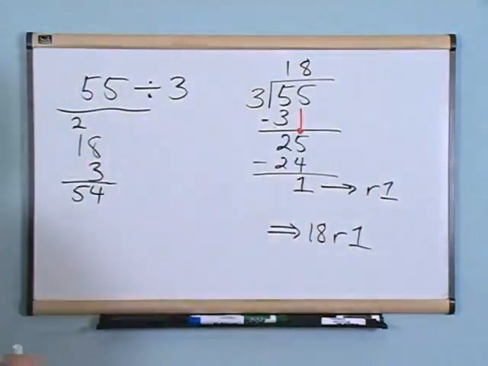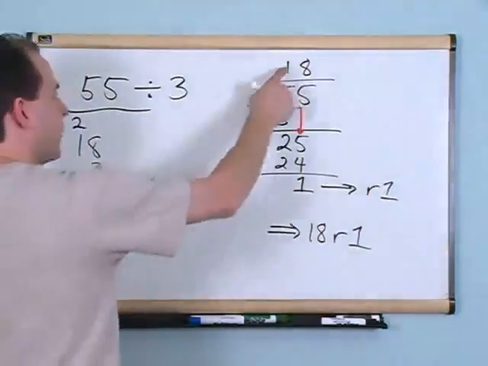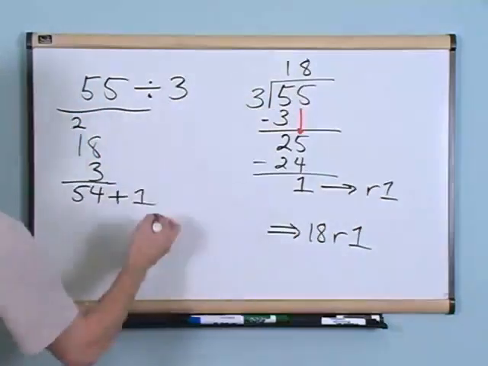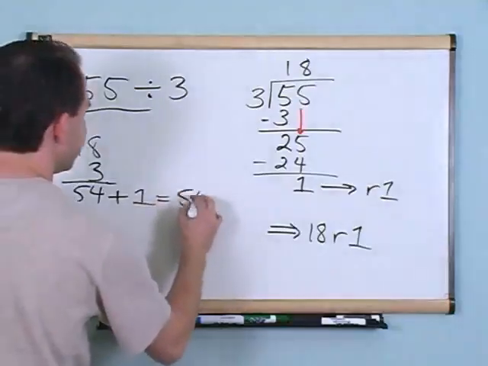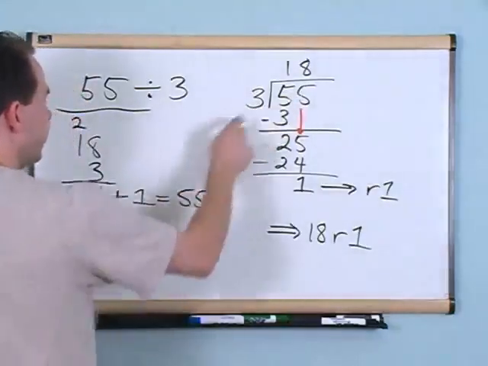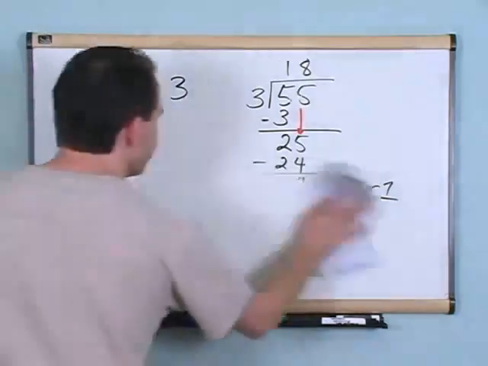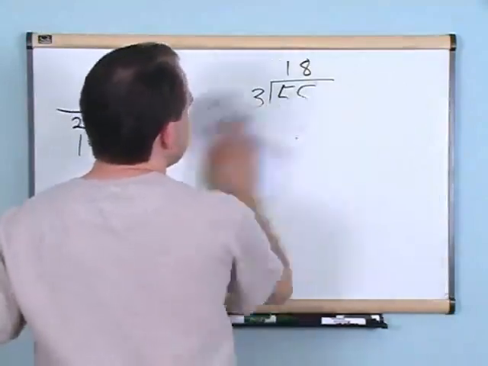Okay? So when you check the problem, you have to multiply this and you have to add the remainder back in because that was left over. And that gives you the 55, which agrees with what you had to begin with. So you know that you have the right answer. And you can do that with every single division problem. You can always check your answer.